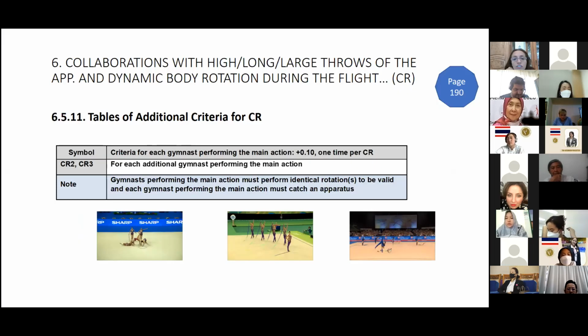For each additional gymnast performing the main action, CR2 or CR3, plus 0.1. Gymnasts performing the main action must perform identical rotations to be valid, and each gymnast performing the main action must catch an apparatus. This is, of course, important. So we give for each additional gymnast plus 0.1 for each gymnast until CR3. So we have CR2, CR3.